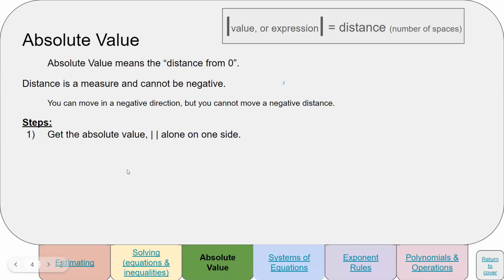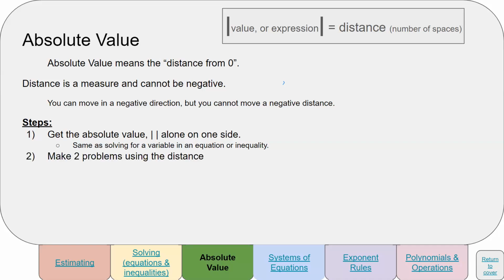All right, so when you're solving or simplifying an absolute value, your goal is to get the absolute value, the two sticks, alone on one side. You're going to do it the same as you solve for a variable in an equation. You're just going to pretend that absolute value is your variable. You're going to get it all by itself. Follow your steps of solving for a variable. And then you're going to make two problems using the distance.